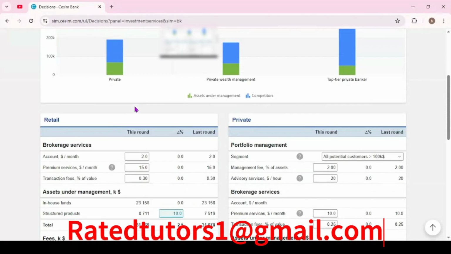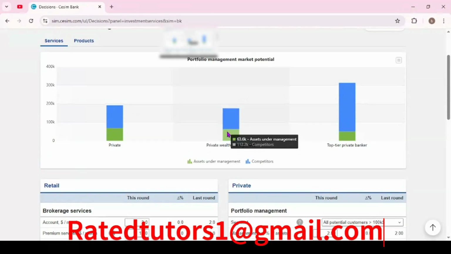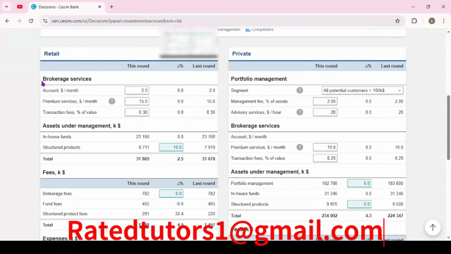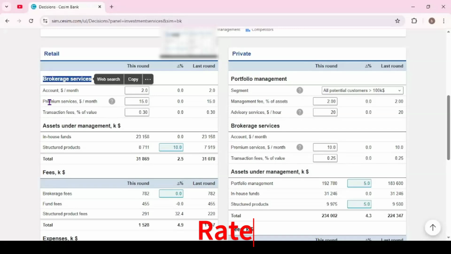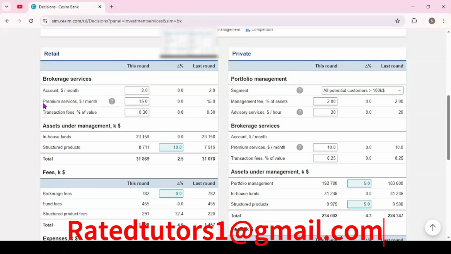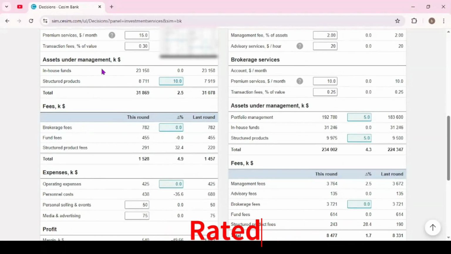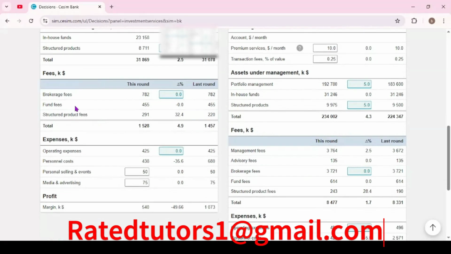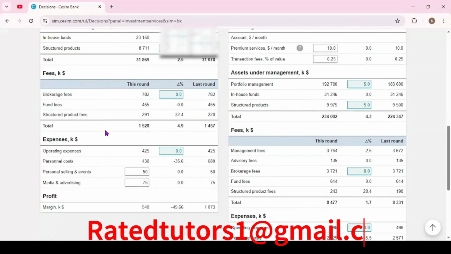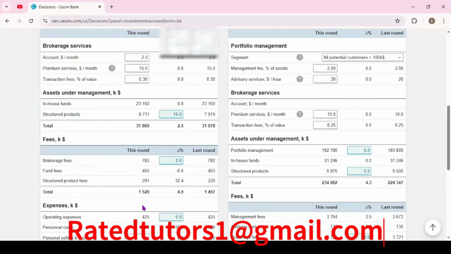So under investments, we are focusing more on investing in the company. And you have the brokerage services, whereby maybe you need to set the account fee per month, the premier services, the transaction fees, which is a percentage of the value. You also have to make decisions for the assets under management. Those are actually estimations. Also the brokerage fees and maybe the expenses.